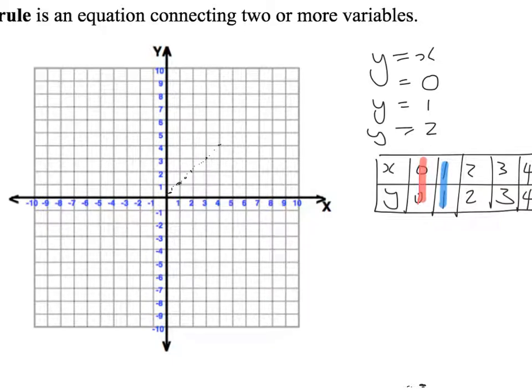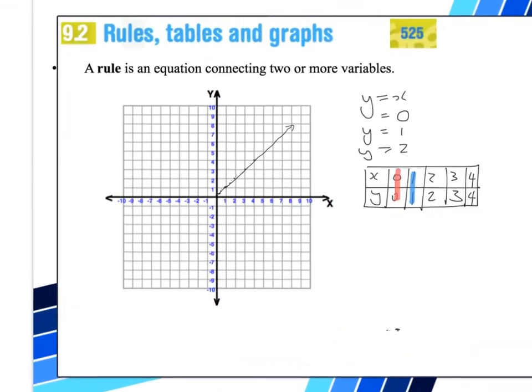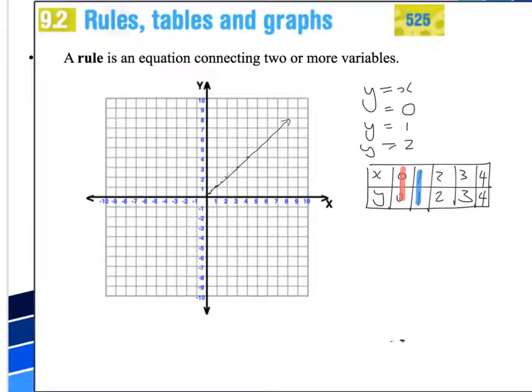And if we plot all those points, they are so close together that they form one line, and that line looks like that. What I want to show you through this is, if I have a rule, y equals x, I can then take that rule and make a graphical representation of all the answers that make this equation true. In other words, that line represents all possible answers for y and x.